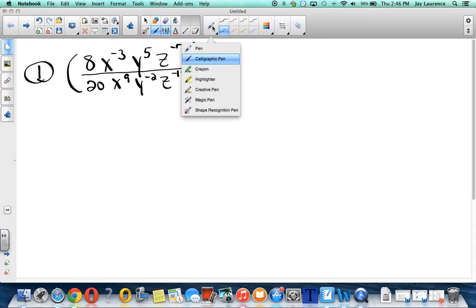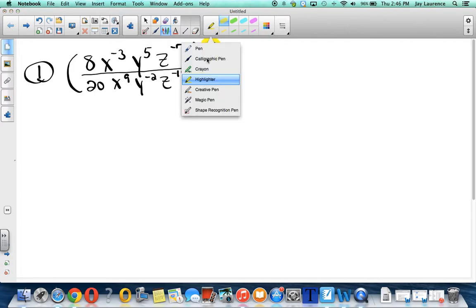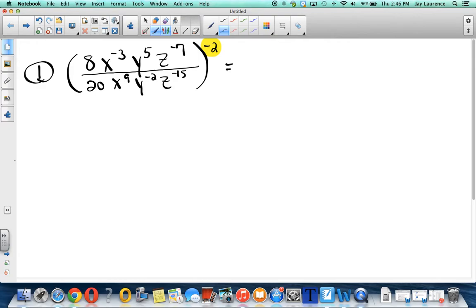Now remember, Mr. Lawrence likes to get rid of that negative power out here first. I'm not going to square first, but I'm going to make it so it's positive. So I'm going to rewrite this. All I'm going to do, negative exponent means to use the reciprocal.